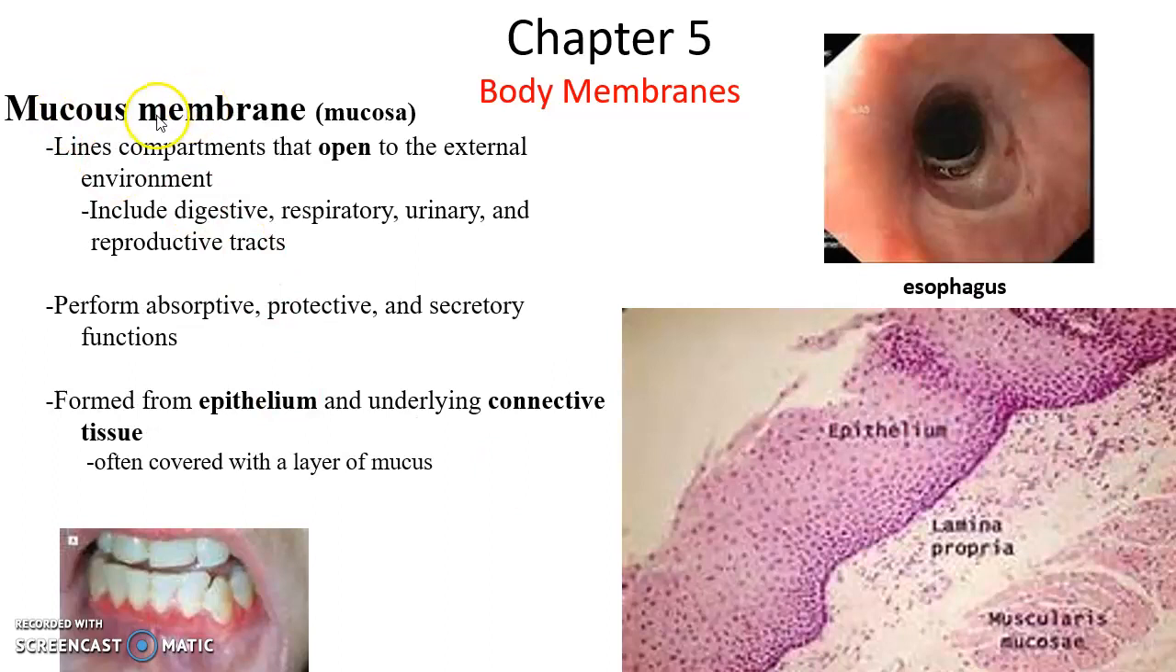Mucous membrane lines the openings to internal environments, so inside the esophagus, inside the mouth, basically where you have moist lining inside of the body. And surprise, surprise, it produces mucus, hence the name mucous membrane. It has absorption functions, protective functions, secretory functions. They can release things, absorb things, protect against invasion. And underneath them is connective tissue that attaches the epithelial tissue to underlying structures. So mucous membrane lining places like inside the oral cavity.